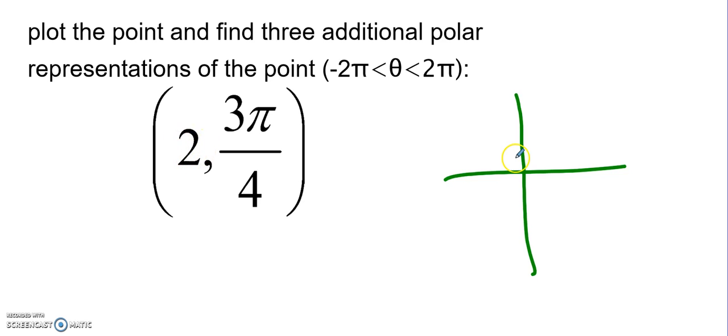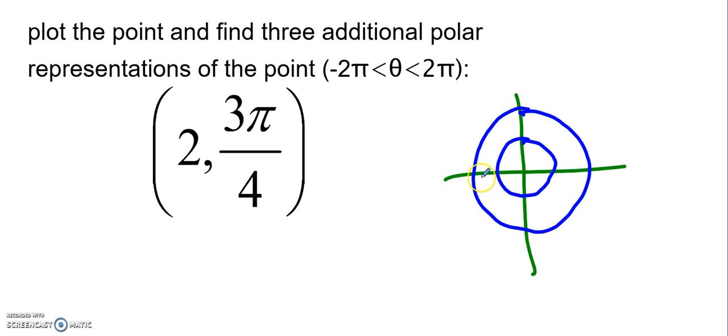So if r is 2, I'm just kind of freehanding this. I'm going to say that that's 1, and then this is 2. What I'm saying is from the pole, this first circle is a circle with radius 1, the second circle is a circle of radius 2. So where is the point 2 comma 3 pi fourths? Well, it's going to be somewhere right here. So that's my point 2 comma 3 pi fourths. This is how I would plot it.